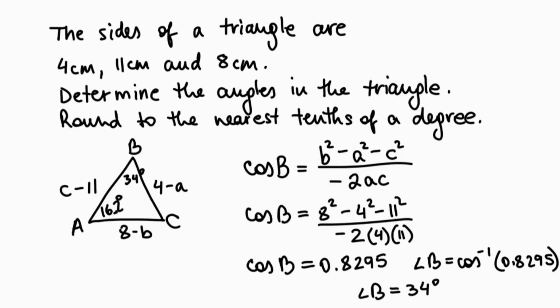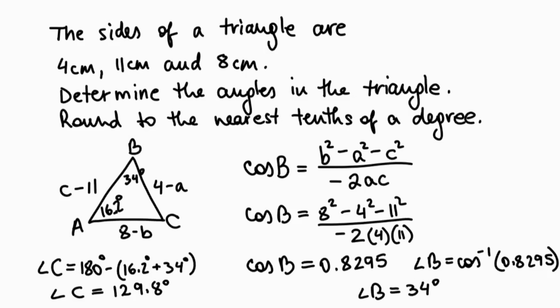Now that we know two interior angles within the triangle, we can use the interior angle sum theorem for triangles, which tells us that the sum of all interior angles inside the triangle is equal to 180 degrees. Therefore, from this theorem, we can determine the value of C, and angle C will equal 180 subtract the sum of the other two angles.